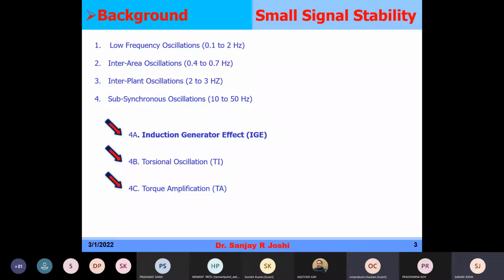Inter-area oscillations, depending on the number of generators involved, we may have inter-area oscillations in which the frequency ranges from 0.4 to 0.7 hertz. We may have interplant oscillations also, say within a region. For example, the generators of South Gujarat and generators of North Gujarat, they may oscillate against each other. So obviously the masses involved are lesser, so the frequency of oscillation is higher, 2 to 3 hertz.